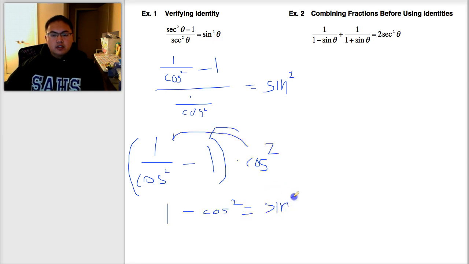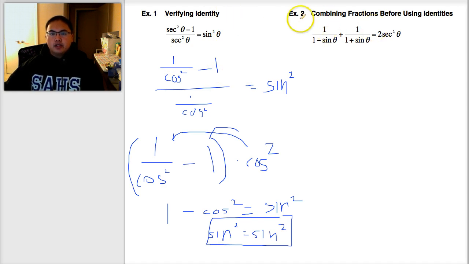Now, this looks very similar to what I just taught you about an offshoot of the main Pythagorean identity. Remember, sine squared plus cosine squared equals 1, but if I move the cosine squared to one side, and if you're confused, you can rewind the video or look back at your notes, this means the exact same thing as sine squared, which tells me I have verified that these two sides are indeed equal. Okay? So that is how you verify an identity.